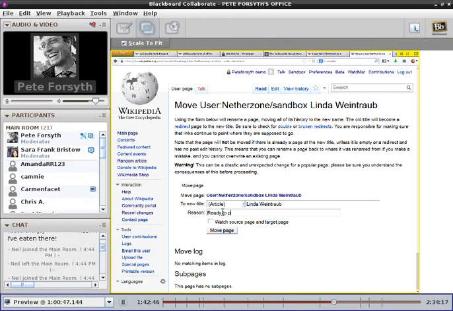And for reason, you would say something like, ready to publish. It doesn't really matter too much what you put in there. If you feel like it's ready, it should be fine. And then you would just click Move Page. You could choose to watch the page. You probably want to.